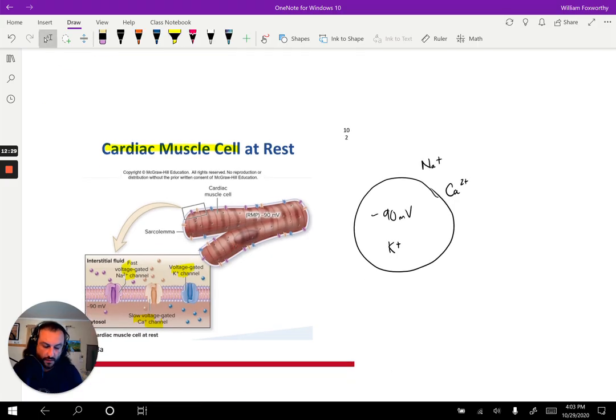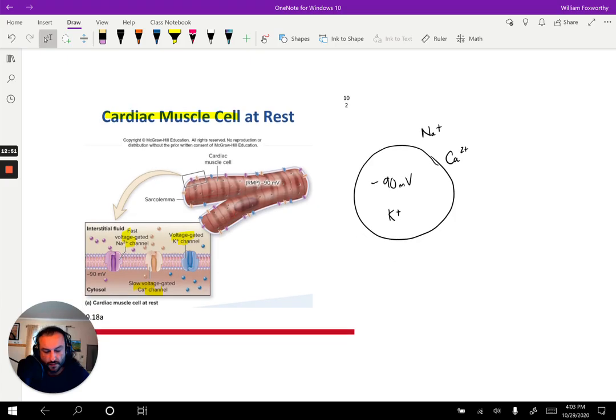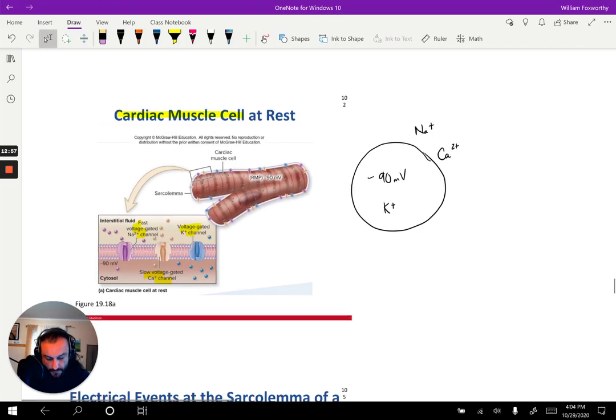Okay, so we just saw the nodal cell. It's autorhythmic. You have voltage-gated sodium channels that open spontaneously, bringing the cell to threshold. Then you have voltage-gated calcium channels open, followed by voltage-gated potassium. So now we'll look at the cardiac muscle cell, and they're going to be stimulated to contract by the activity from the nodal cells.